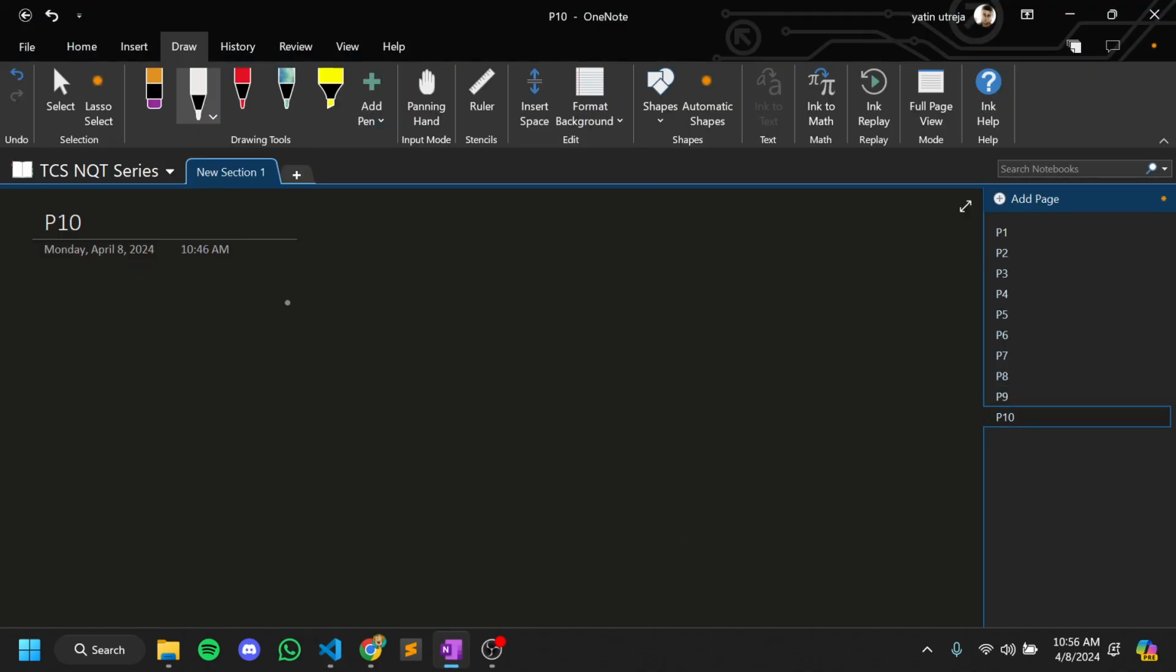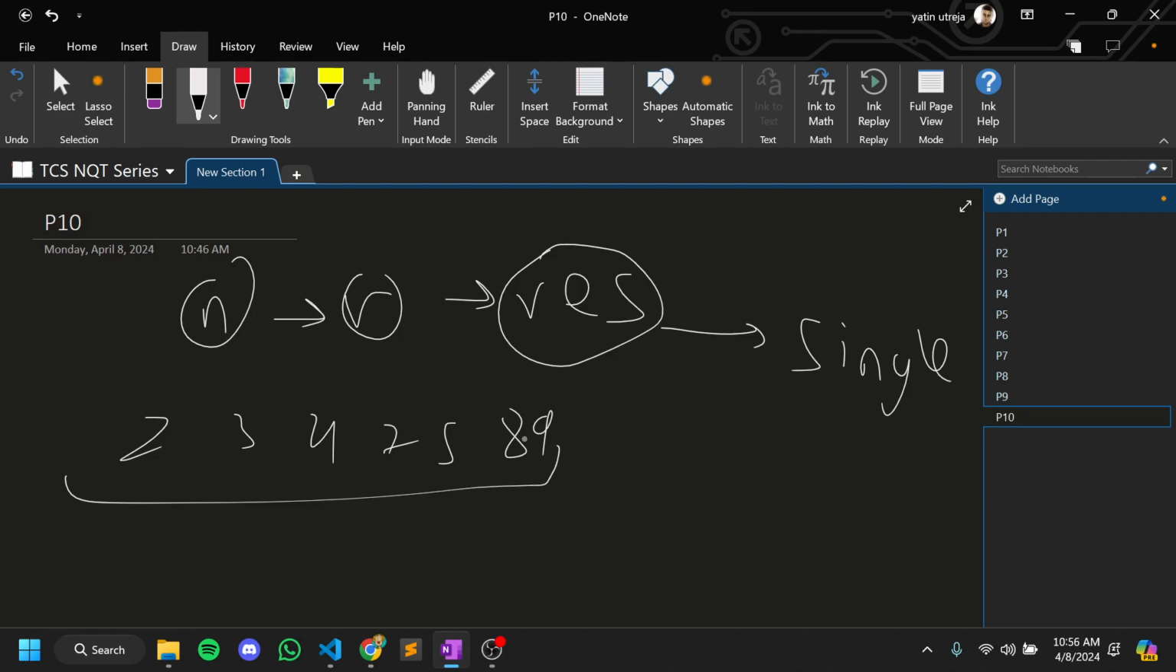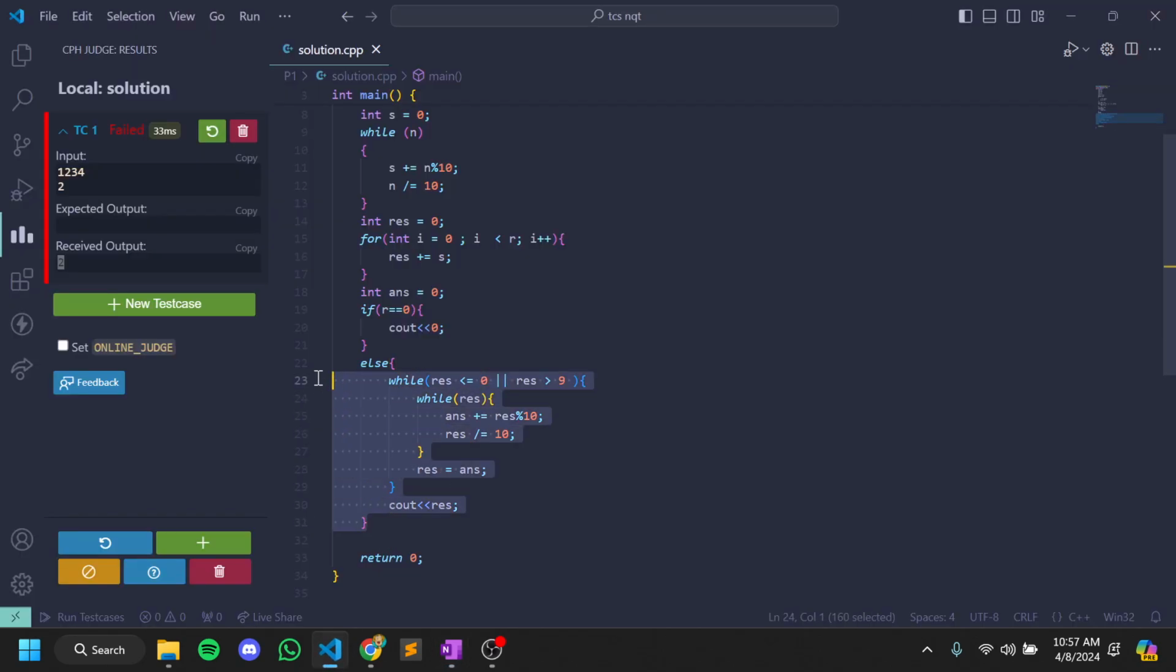So basically, firstly we are doing whatever the question says. We are adding all the digits of n r times, and after that we are getting a resultant. So what we need to do is convert this resultant into a single digit number, right? But the resultant might contain different digits like 2 3 4 7 5 8 9. After adding all of these digits, I might get a number that might contain two digits. After that, I'll also have to do it. So to automate this process, I am using this thing.